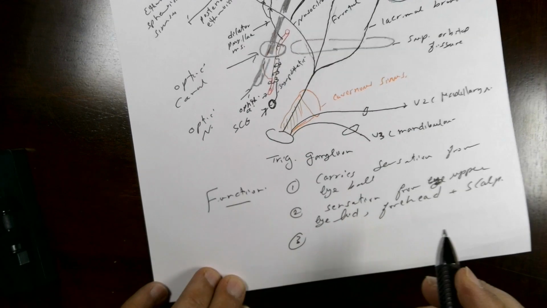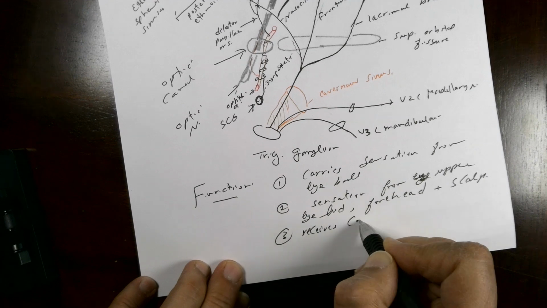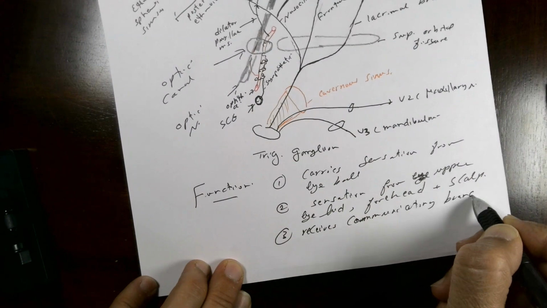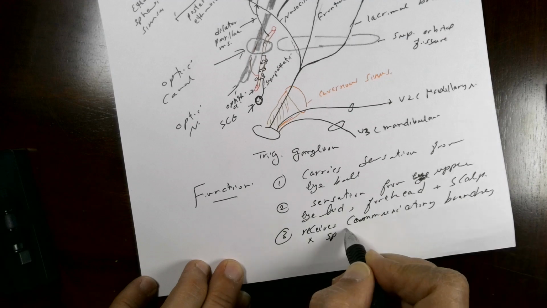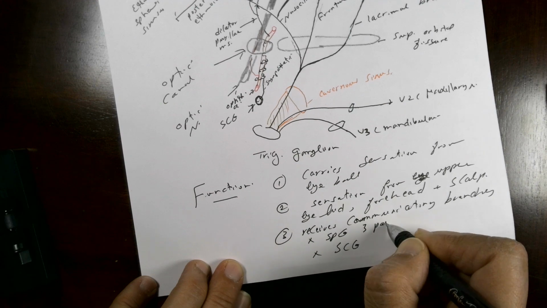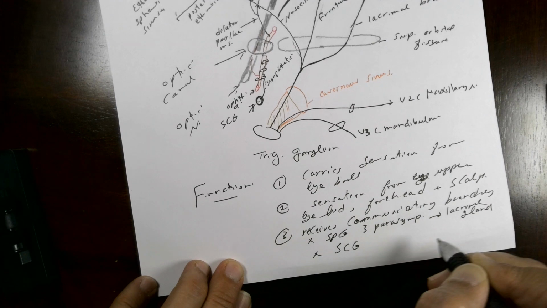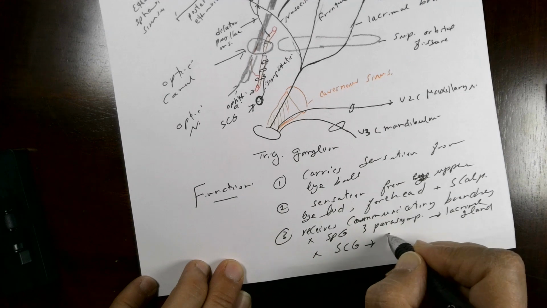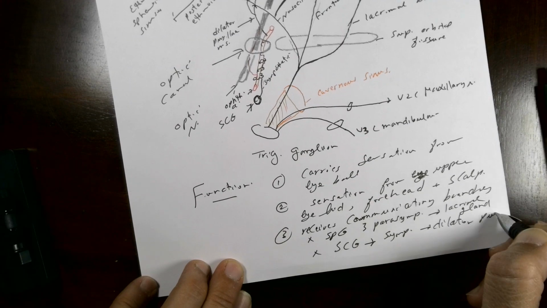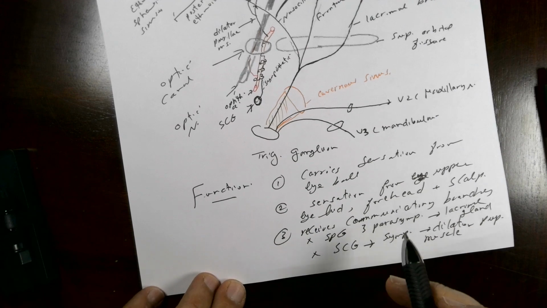Third, it receives communicating branches from the sphenopalatine ganglion and superior cervical ganglion. This is sympathetic to the lacrimal gland. From the superior cervical ganglion, these are sympathetic fibers to the dilator pupillae muscle. Okay, so those are the major functions.